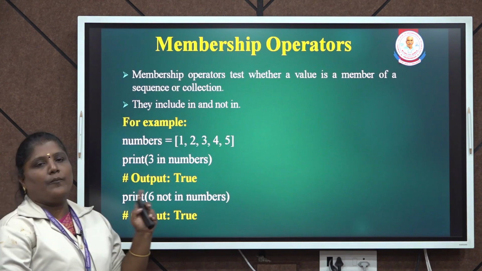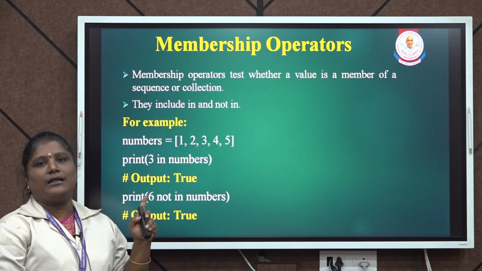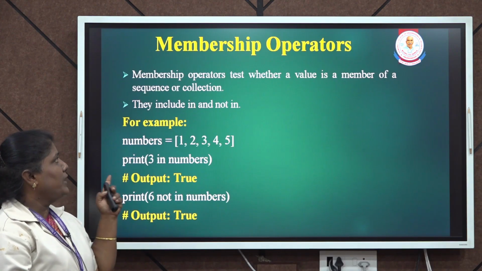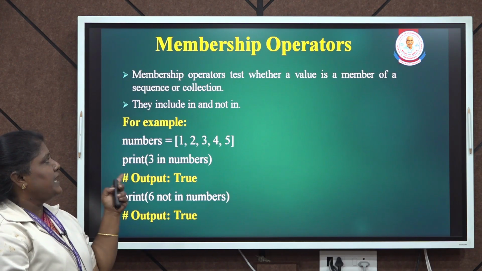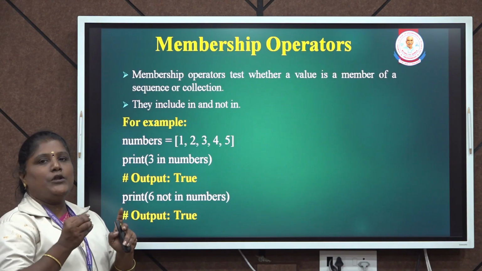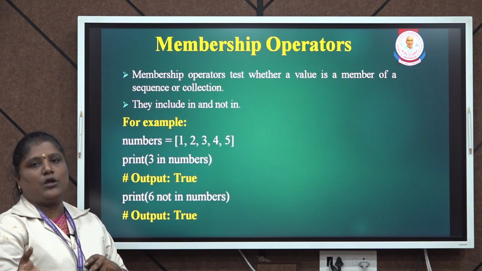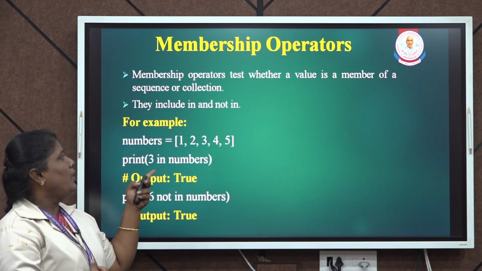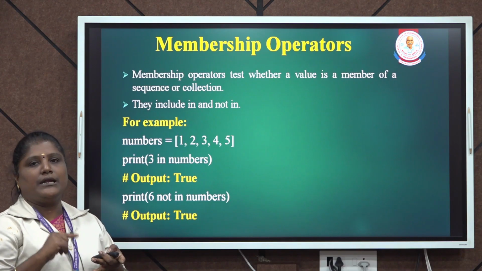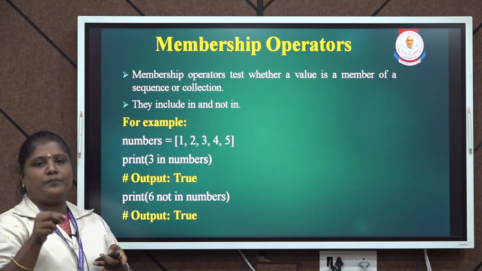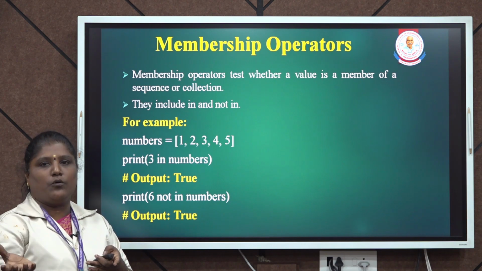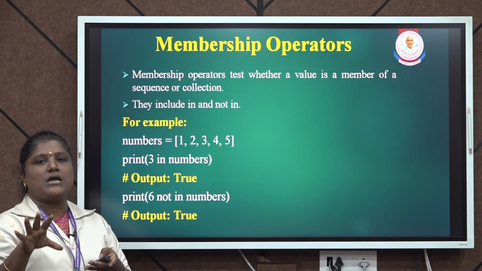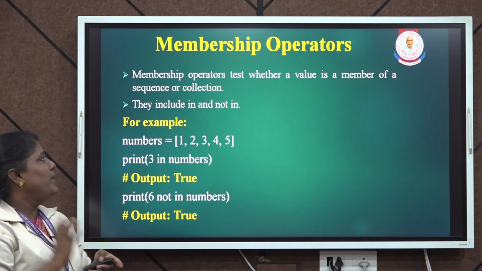Next, the special operators used in Python are the membership operator and the identity operator. What is meant by the membership operator? It checks whether the value is present in a list or sequence. So we use two operators, one is in, another is not in. In means the value is present in the particular list or sequence. Not in means the value is not present in the particular list or sequence. So it is known as the membership operator.